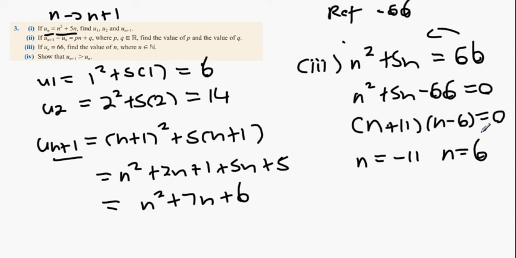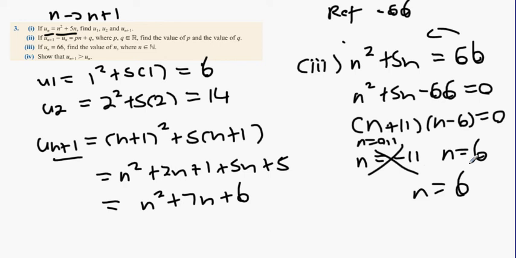And then, what we need to realize is that it can't be a negative answer. n can only ever start off as 0 or 1, so the answer is going to be n equals 6. It's the 6th term. Okay.